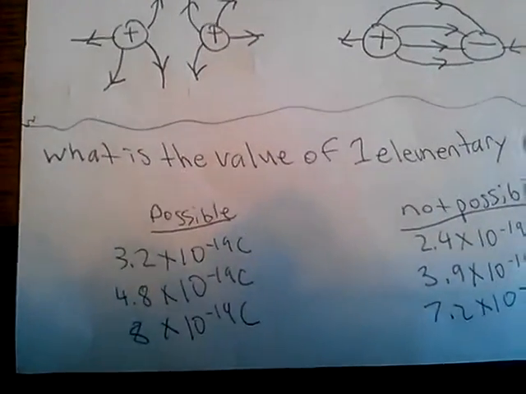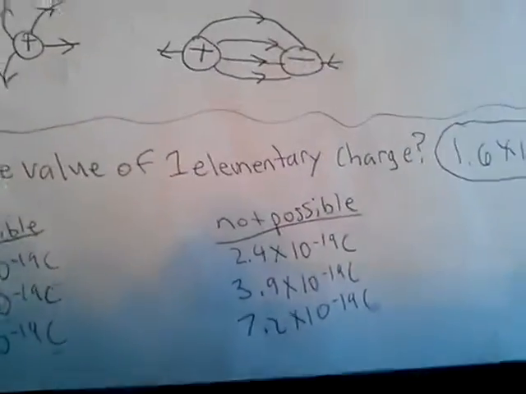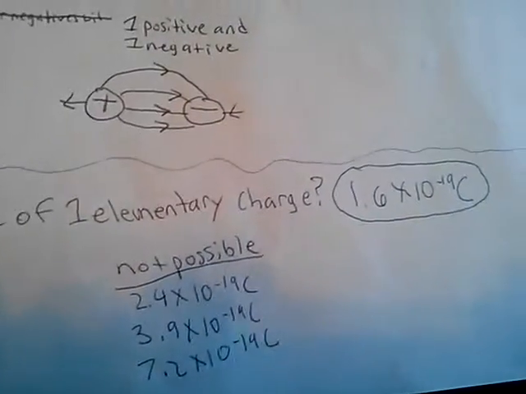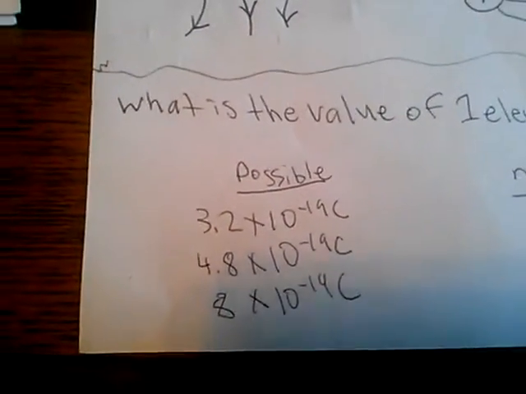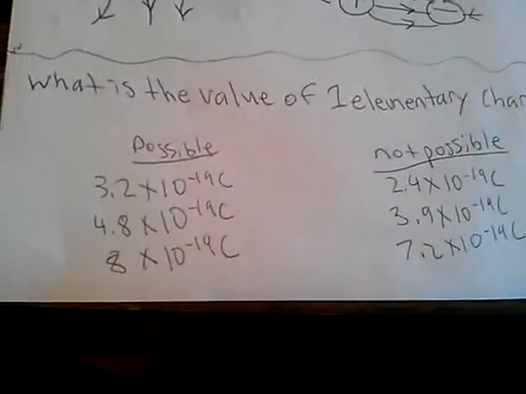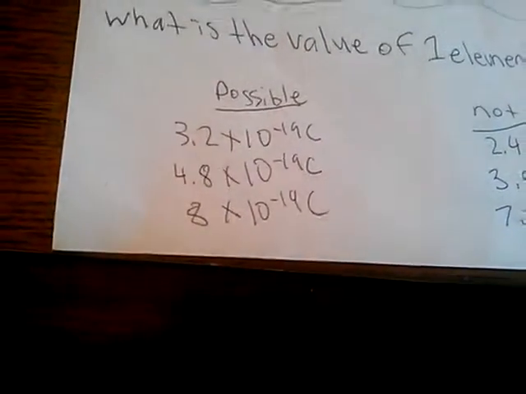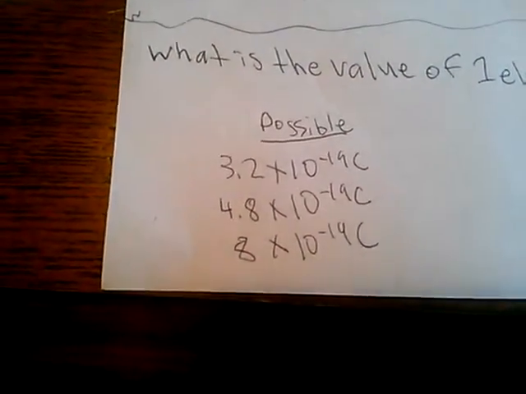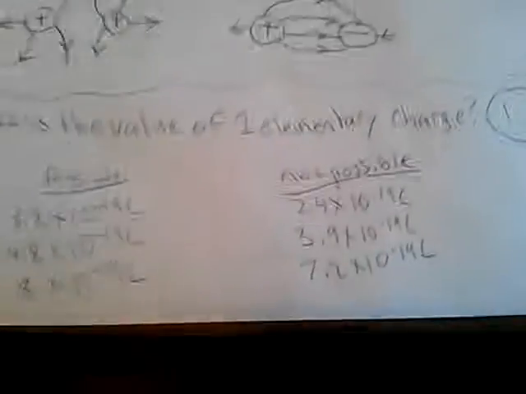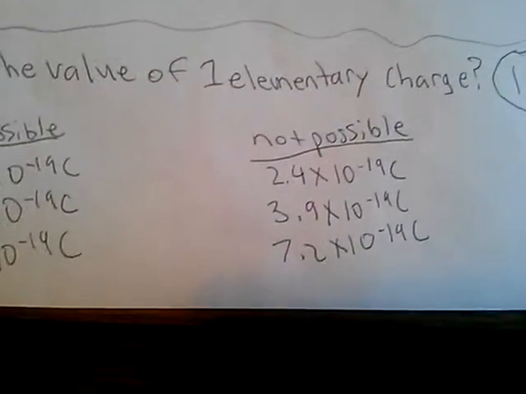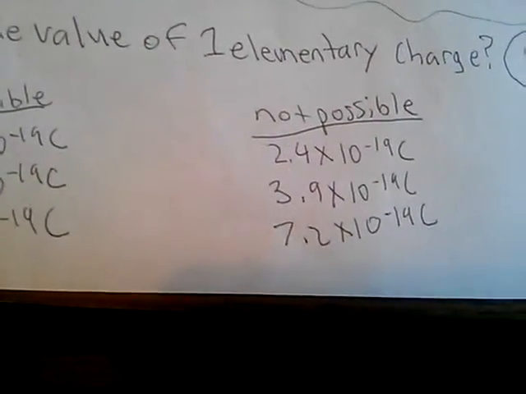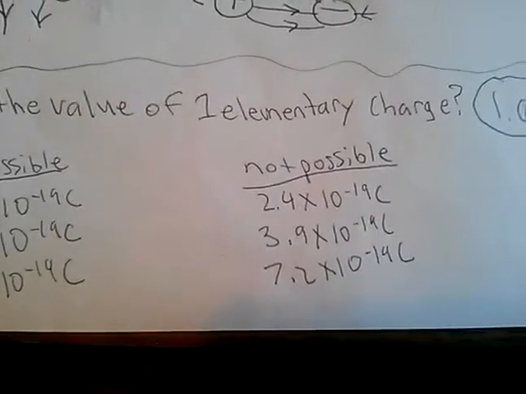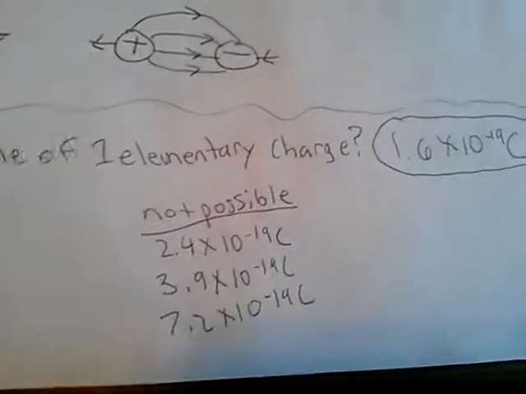Okay, so this is what I was talking about before. What is the value of 1 elementary charge? It's 1.6 times 10 to the negative 19 coulombs. So knowing that, you have to realize that you can't have a fraction of that. So 3.2, 4.8, 8, they're all divisible by 1.6, which is why those charges are possible. And what isn't possible are these: 2.4, 3.9, 7.2 times 10 to the negative 19th coulombs, because those numbers aren't divisible by 1.6.